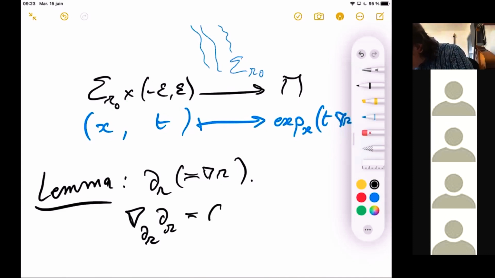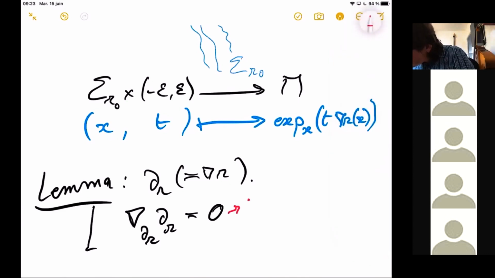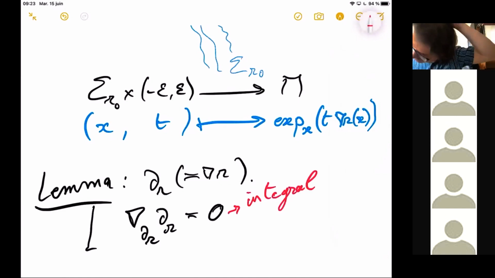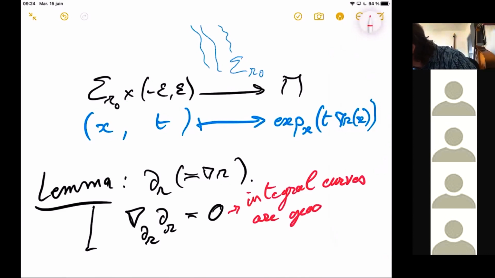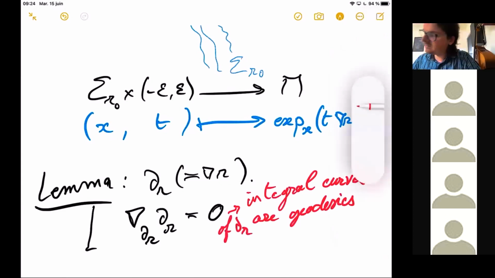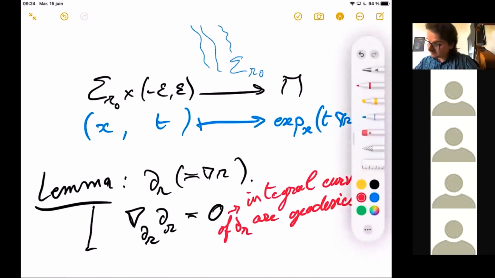And the lemma is the following, which says in particular that integral curves, so solutions to x prime is equal to del R at x. The integral curves are geodesics. Integral curves of del R are geodesics.